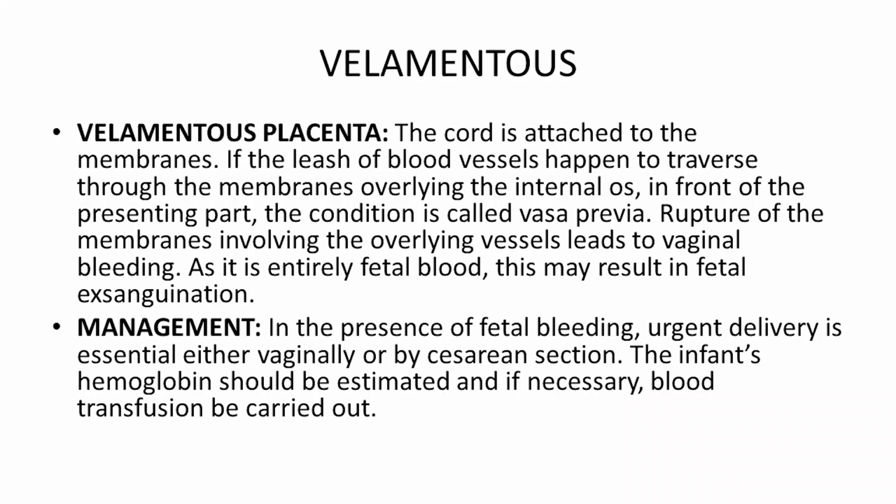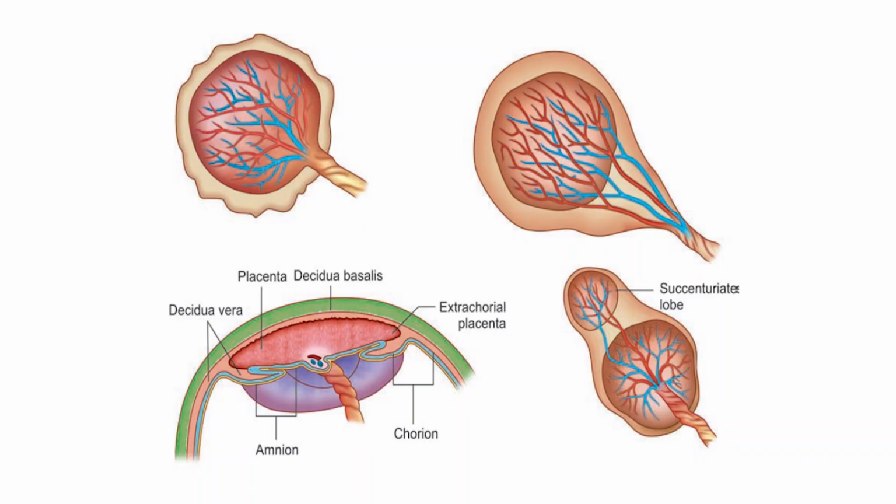Now, what's the management for it? In the presence of fetal bleeding, urgent delivery is essential, either vaginally or by cesarean section as the case may be, and the infant's hemoglobin should be estimated, and if necessary, blood transfusion should be carried out. And this diagram also shows the various types of placental anomaly that have been described earlier.